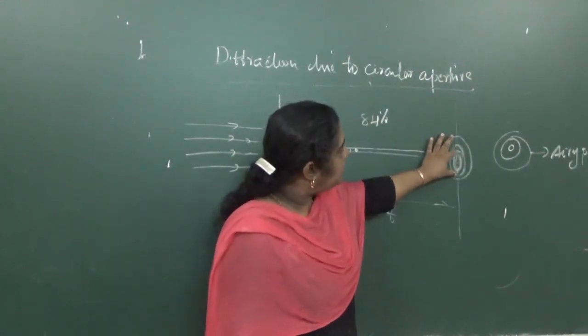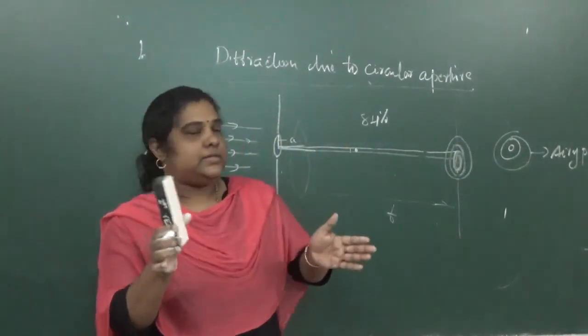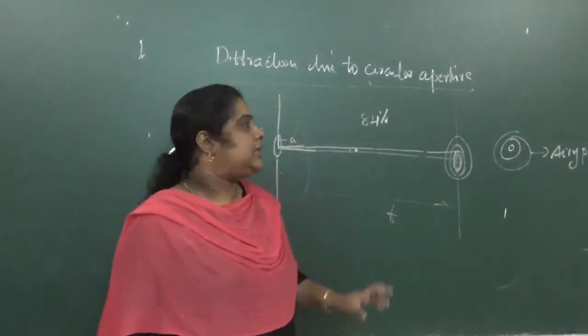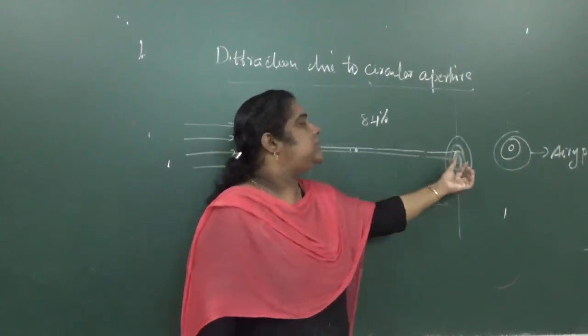So the Airy pattern is the first dark ring, that is, the central maximum intensity is concentrated in this first dark ring. That is, most of the energy is concentrated inside this dark ring.